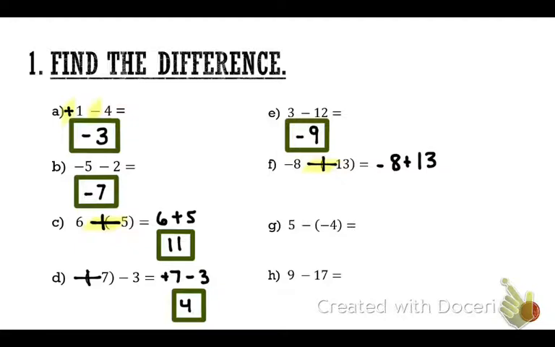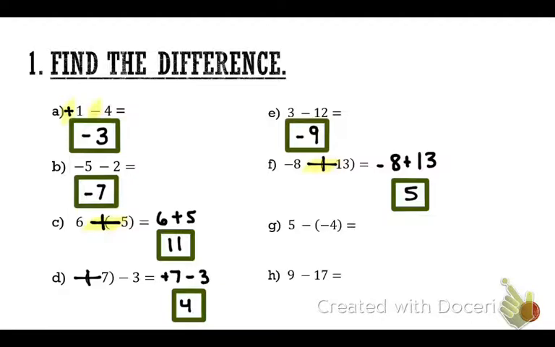It is 5. Now take the sign of the larger number. Which one had the larger absolute value? The 8 or the 13? 13. So is my answer positive or negative? It is going to be positive because the 13 is a positive number. Moving on to the next one.